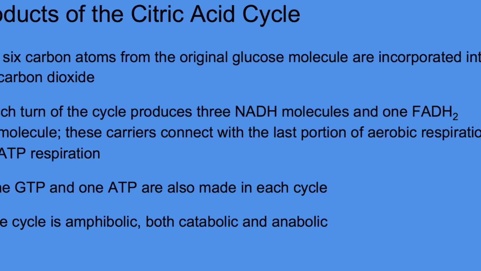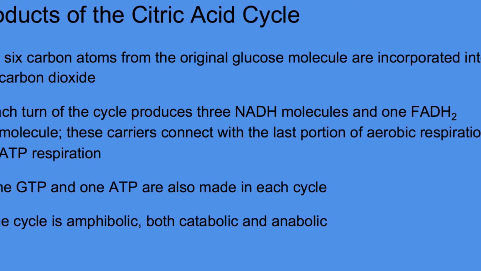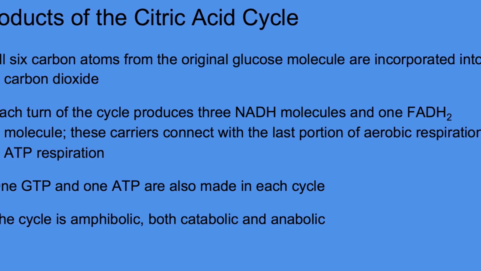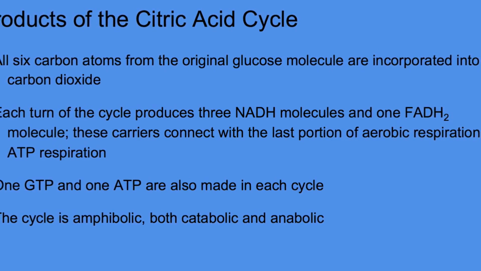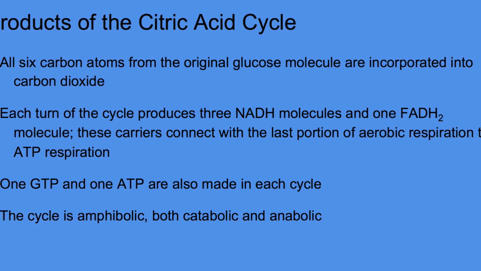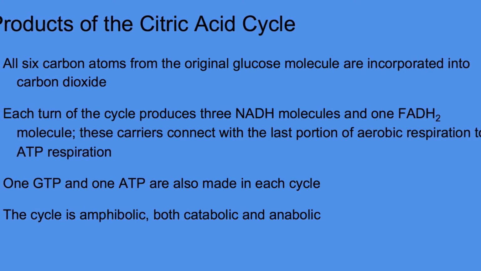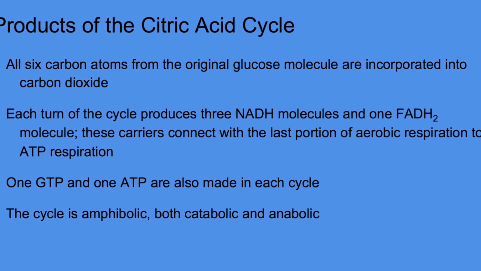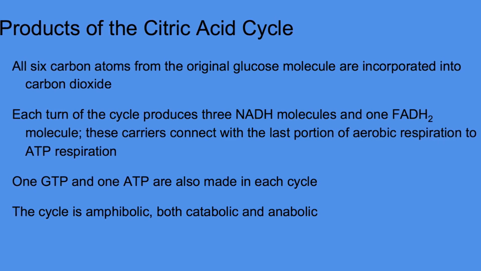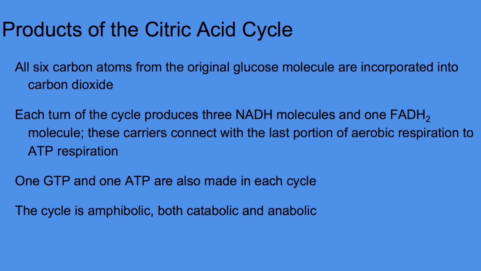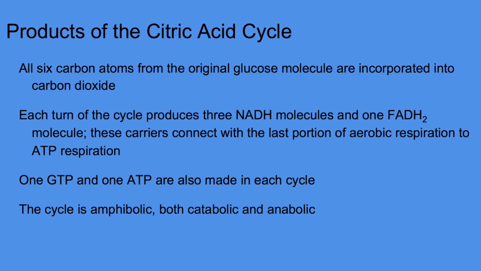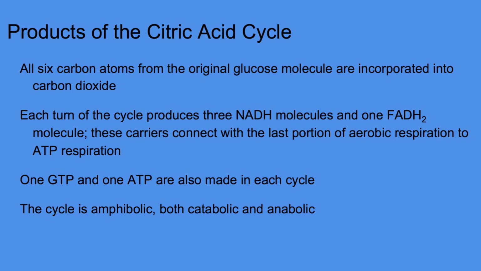The products of the citric acid cycle. All 6 carbon atoms from the original glucose molecule are incorporated into carbon dioxide. Each turn of the cycle produces 3 NADH molecules and 1 FADH2 molecule. These carriers connect with the last portion of aerobic respiration to make ATP molecules. 1 GTP and 1 ATP are also made in each cycle. The cycle is amphibolic, both catabolic and anabolic.